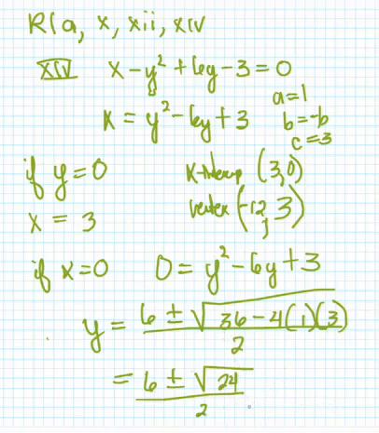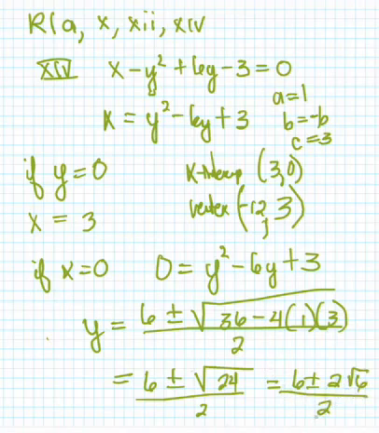And now we're going to get here 24. It's going to be 4 times 6. So if I keep working with this, it's going to be 6 plus or minus. If I factor a 4 out of the 24, I'll be left with radical 6. 2 radical 6 over 2. And so now I can divide everything in half. And so I can see here, I'm just kind of out of room here, but hopefully you can see this. It's going to be 3 plus or minus radical 6.